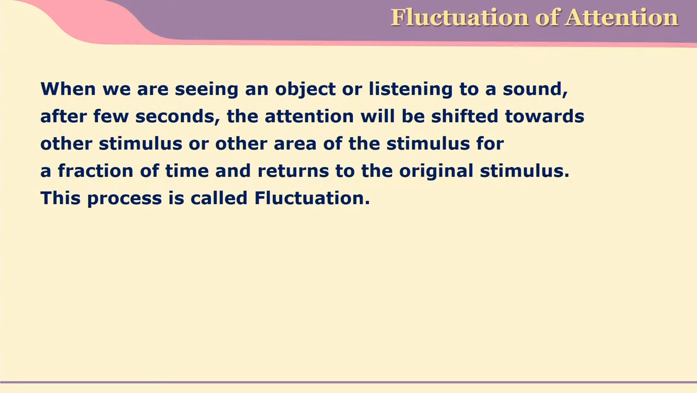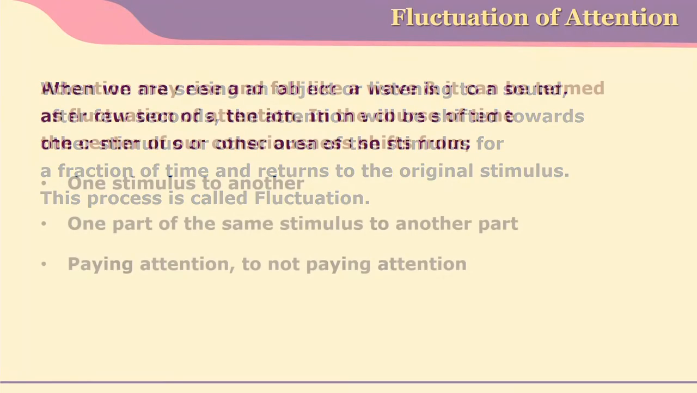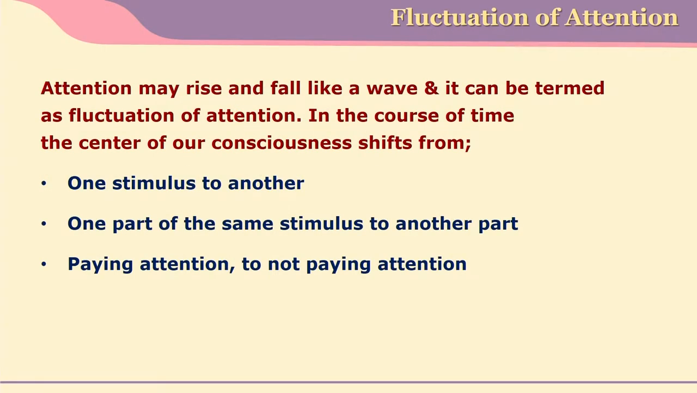We move to the second concept of attention, which is called fluctuation of attention. When we are seeing an object or listening to a sound, after a few seconds, the attention will be shifted towards other stimulus or other area of stimulus for a fraction of time and return to the original stimulus. This process is called fluctuation. Attention may rise and fall like a wave, and it can be termed as fluctuation of attention.